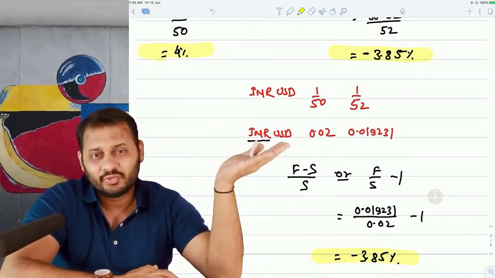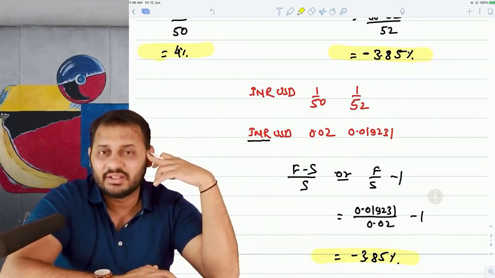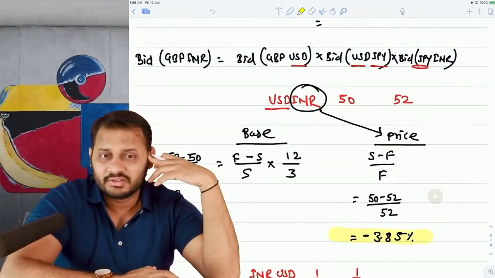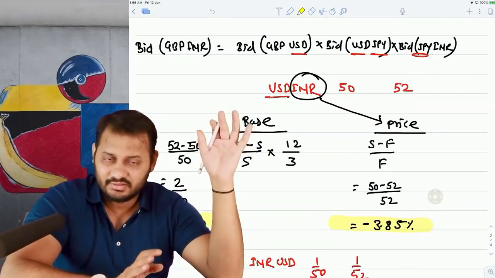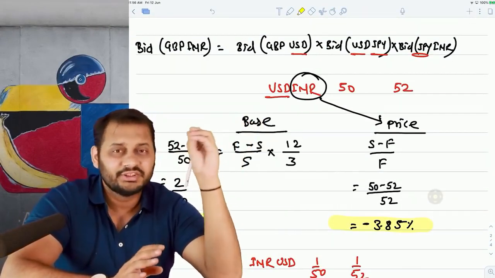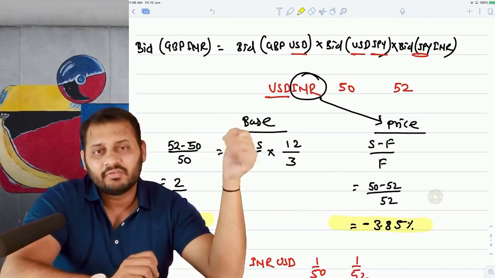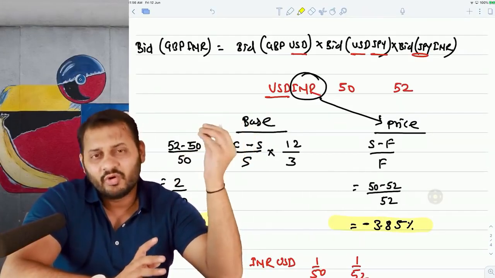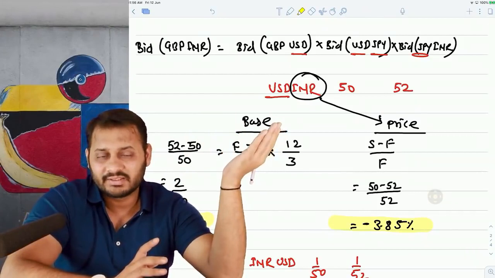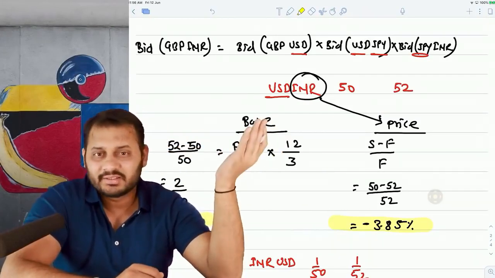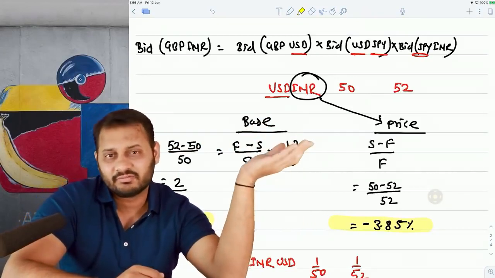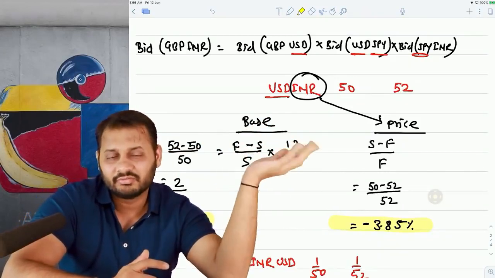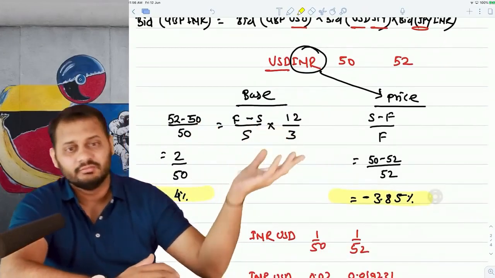My suggestion is not to do direct to indirect rates, because it will leave errors for rounding off. Instead of this, follow the simple rule. Keep the quotation given as it is, USD INR 50 52. Do not change the question, and then find out the requirement. You want to calculate premium or discount in base currency or price currency. If base currency is there, F minus S by S. If price currency is there, S minus F by F. That's it. Only two formulas have to be remembered, and the answer will be the same.